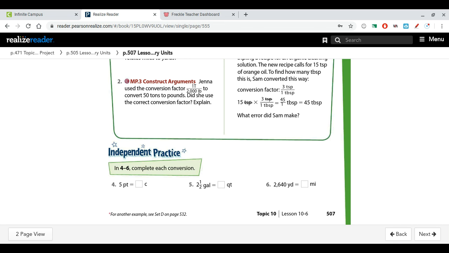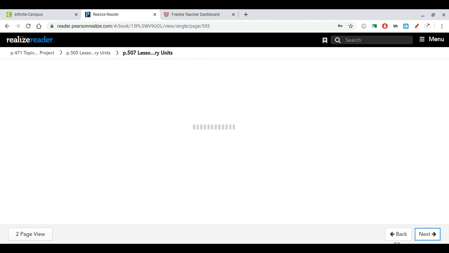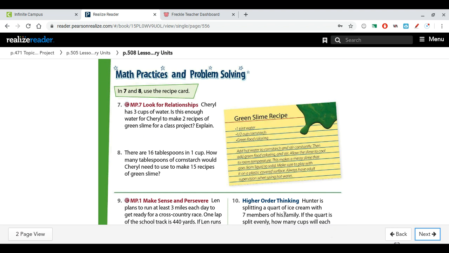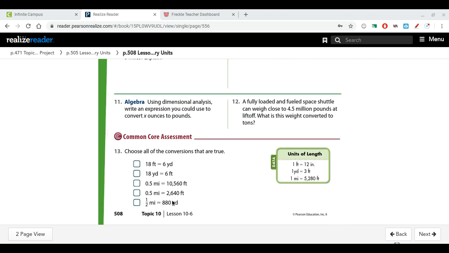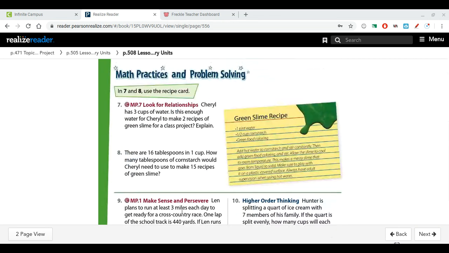The problems that I'd like for you to do today are 4, 5, and 6. So you're doing all 3 on the independent practice. And on your math practices and problem solving, I'd like for you to complete 7, 8, 9, 10, 11, 12, and 13. So you're going to do 13 problems working on converting US customary units of measurement.